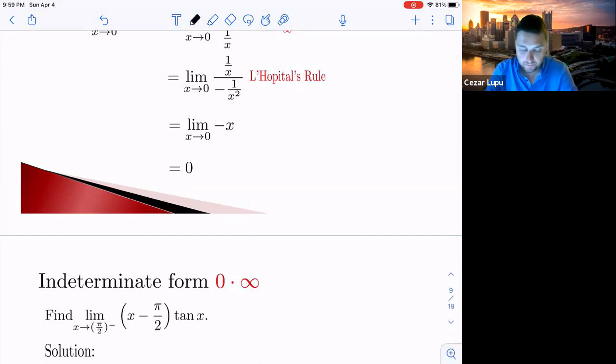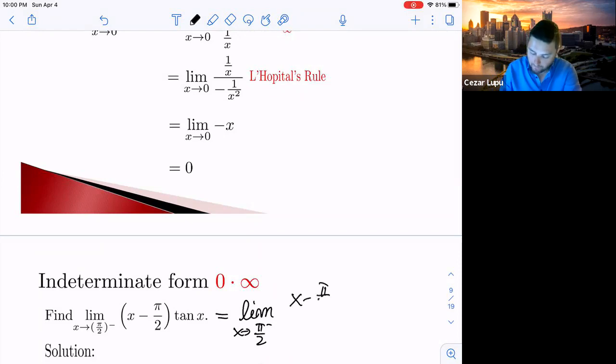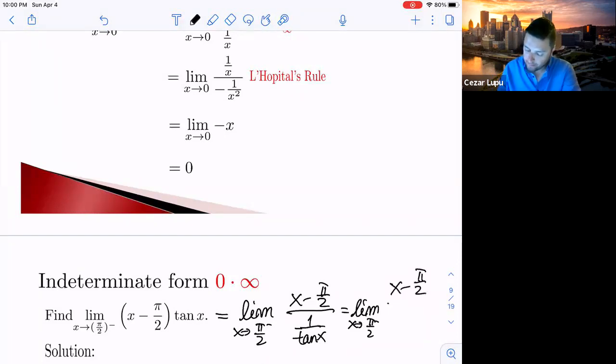So what should we do here? Well, maybe we can just rewrite this in the following way. So I can rewrite this as the limit as x approaches pi over 2 from the left of x minus pi over 2 over 1 over tangent of x. But guess what? This 1 over tangent of x is cotangent of x, so this would be the limit as x approaches pi over 2 from the left of x minus pi over 2, everything over cotangent of x.